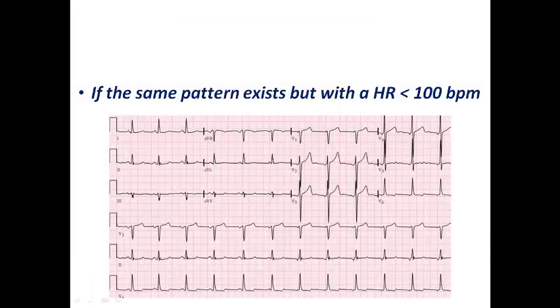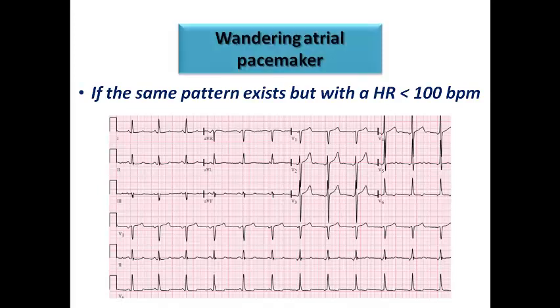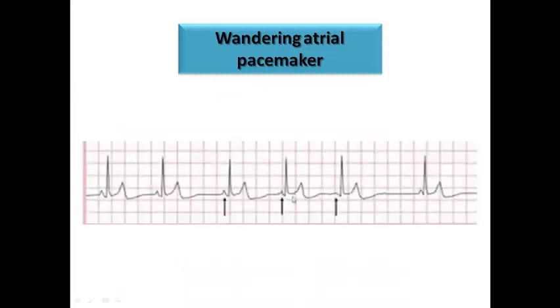But if the same pattern exists and the heart rate is less than 100, of course, we cannot call it multifocal atrial tachycardia; we call it wandering atrial pacemaker. So the main difference between multifocal atrial tachycardia and wandering atrial pacemaker is the heart rate, whether it is above 100 or below 100, but the other features are the same. Here we can see, for example, at least 3 different morphologies for P waves and, of course, 3 different PR intervals.